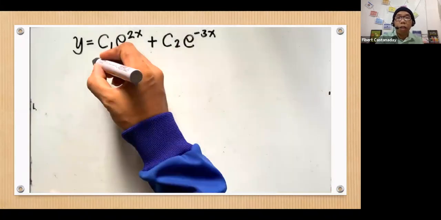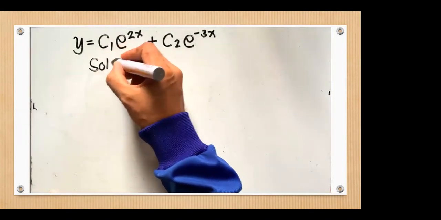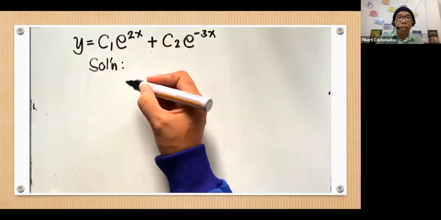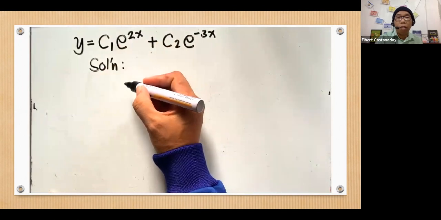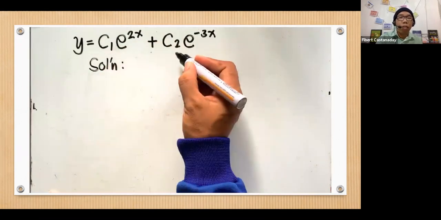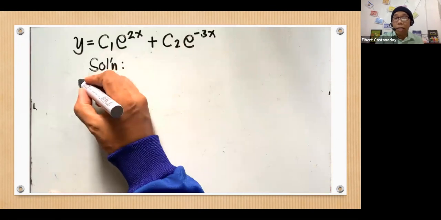Okay, any questions so far? Let's proceed to the third example. So y is equal to c sub 1 e raised to 2x plus c sub 2 e raised to minus 3x. Okay, so there are two arbitrary constants again. So it means that you are to differentiate the given equation twice, or 2 times.